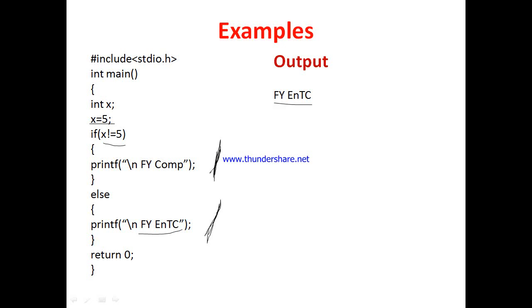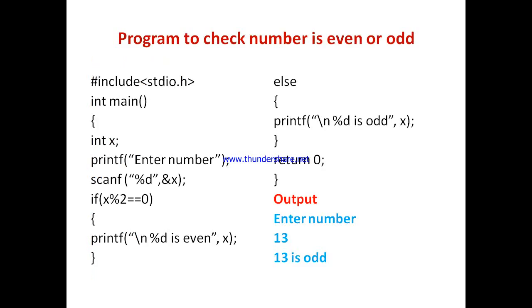Now let us see the next program, to check whether a number is even or odd. In this program we have taken only one condition: x mod 2 is equal to 0. Let us see from the start. The header file is included because the program has printf and scanf statements. Main function, int x, printf enter number. So the enter number message is displayed on the output screen. Now scanf, %d, &x, so that we can enter the number.